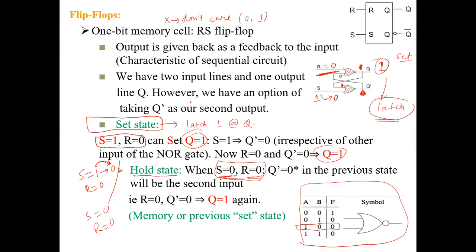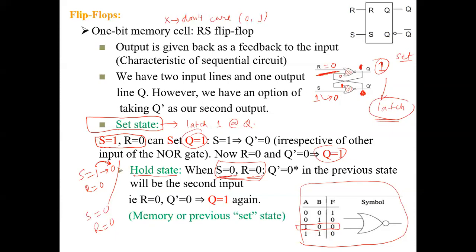Okay, so if you want to set, again, S is 1, R is 0. Now you want to hold it, put both of them to 0. Then you hold 1 there forever. So you can latch your 1 there in that way.